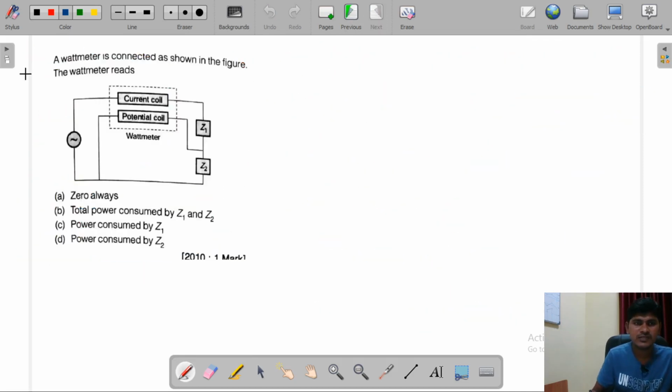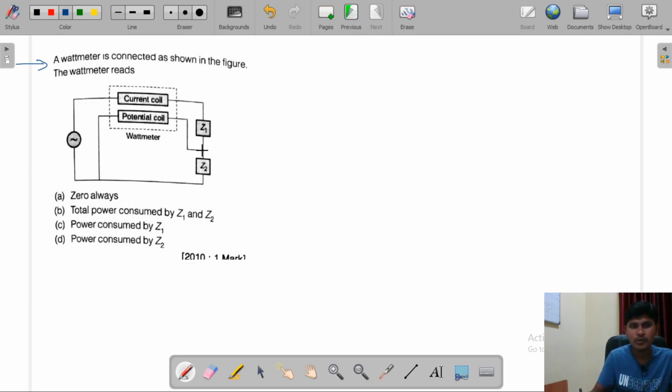We come to the last question. A wattmeter is connected as shown in the figure. The wattmeter reads... See, potential coil is connected across Z2. 0 always is not the correct option. Total power consumed by Z1 and Z2, or power consumed by Z1, or power consumed by Z2?